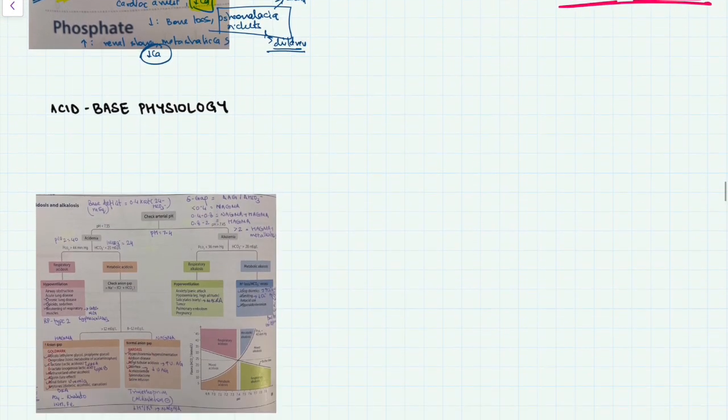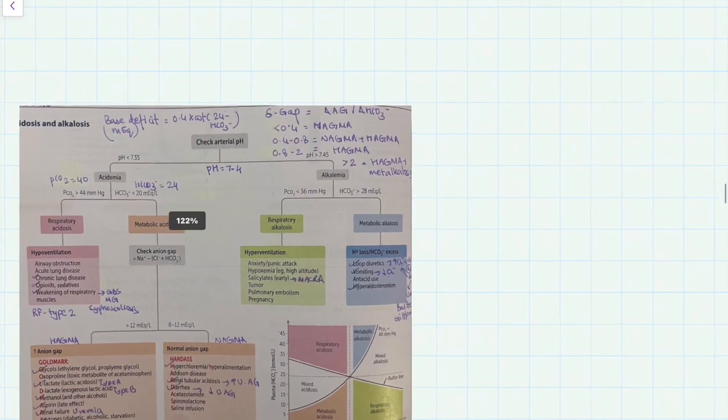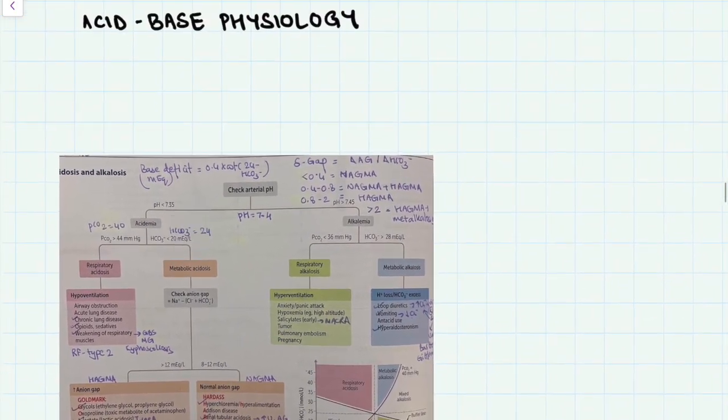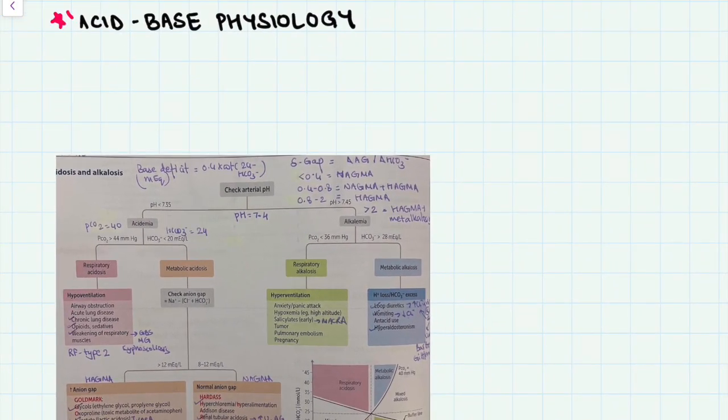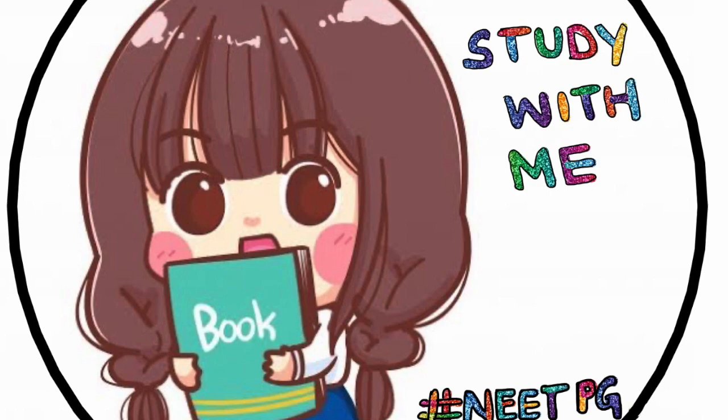So after electrolyte disturbances, we'll talk about the acid-base physiology, which is very important because one question is always asked from the acid-base disorders. Okay? So I'll give you a flowchart approach to this and you can solve any question by this flowchart. So we'll be ending today's discussion here only because a fresh mind is essential for understanding the next topic, that is the acid-base physiology.